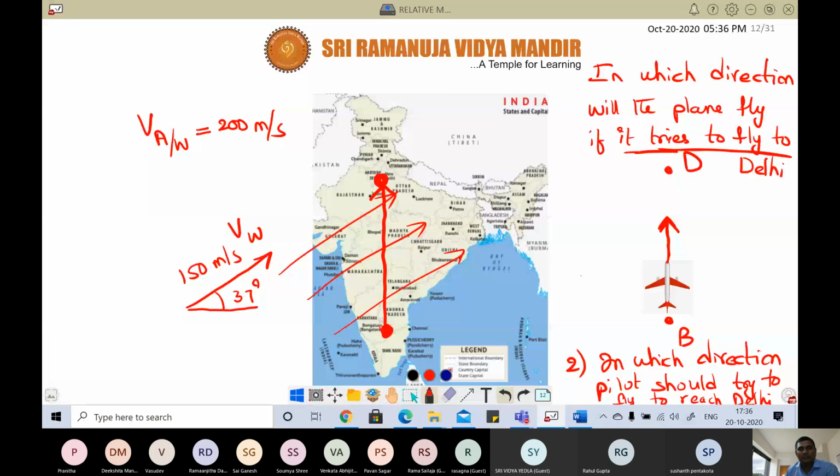See, this is a practical problem. Now the pilot wants to put his heading in some direction so that he will finally reach Delhi. Now you should tell him 143. 143, from x-axis or y-axis? Sir, from y-axis. No. Or x.